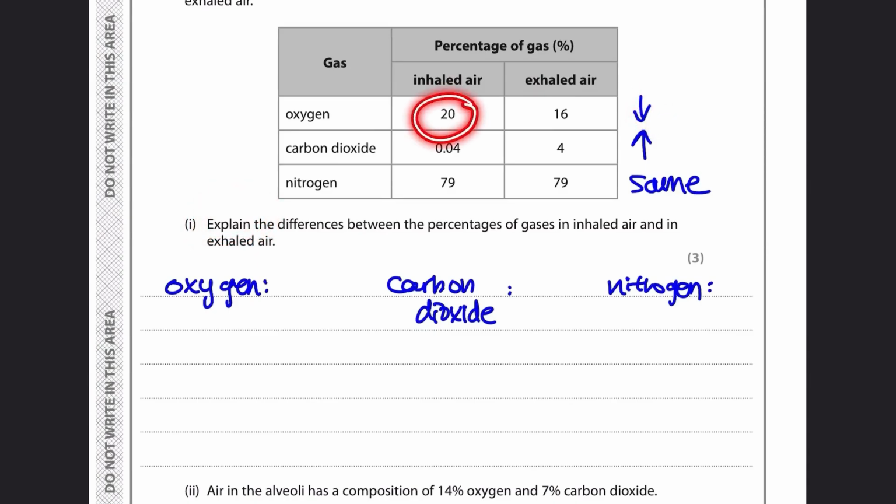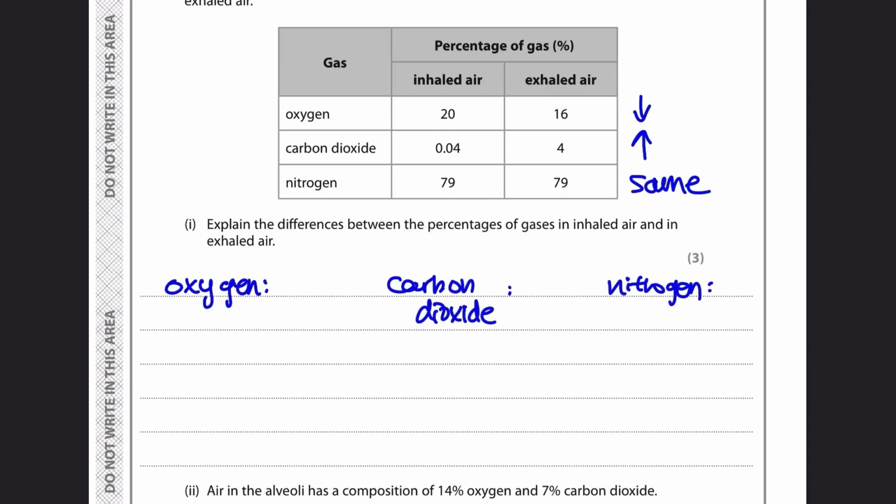When you inhale, it's 20%, and then it goes all the way down your trachea, bronchus, bronchiole, and the alveoli. Now, the alveoli, what happens? You have gas exchange, right? And gas exchange means that the oxygen will leave the alveoli and go into your blood, and that's why by the time you breathe it out, there's actually less oxygen. So that's exactly what you're going to put down.